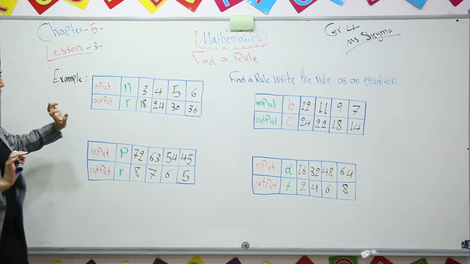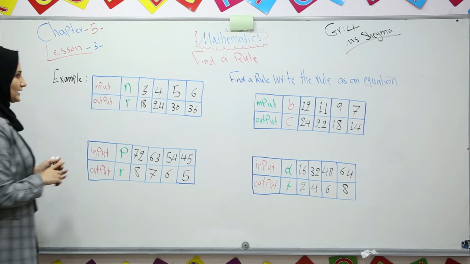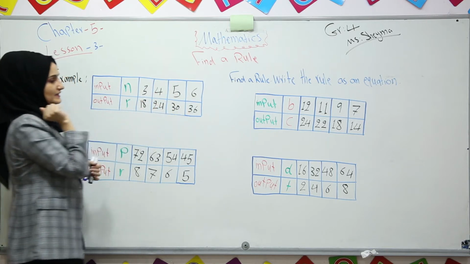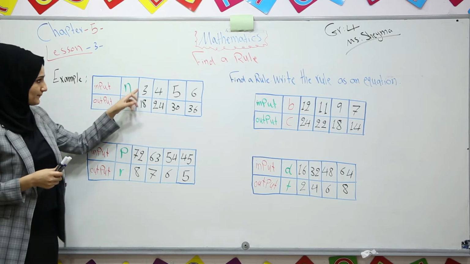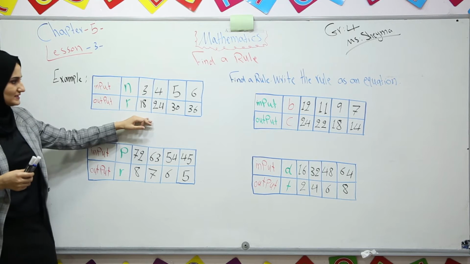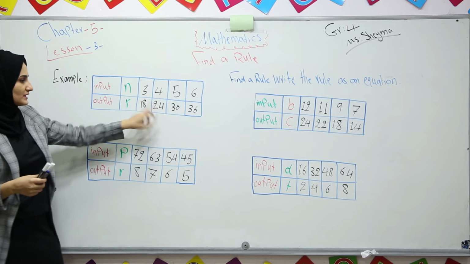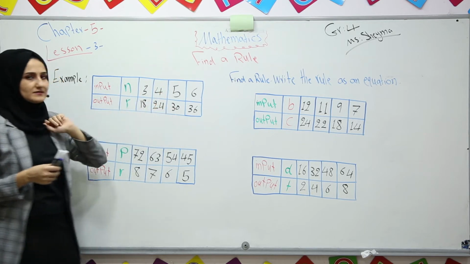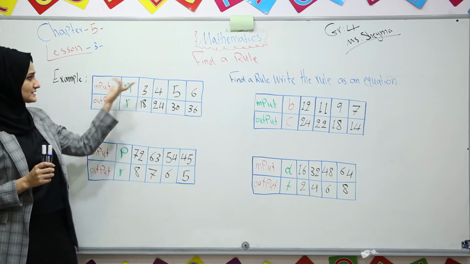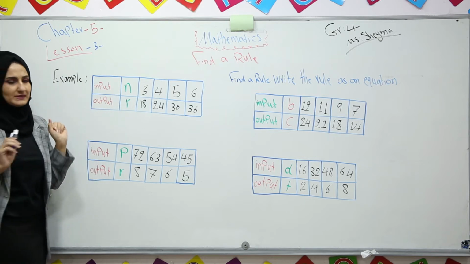We have input, output. Input is represented by N, output is represented by R. We have 3, 4, 5, 6 and 18, 24, 30, 36. Look at these numbers. These numbers are less than these. 3 is less than 18, 4 less than 24, 5 less than 30, 6 less than 36. So if the input numbers are less than the output numbers, to write an equation we have to use multiply.